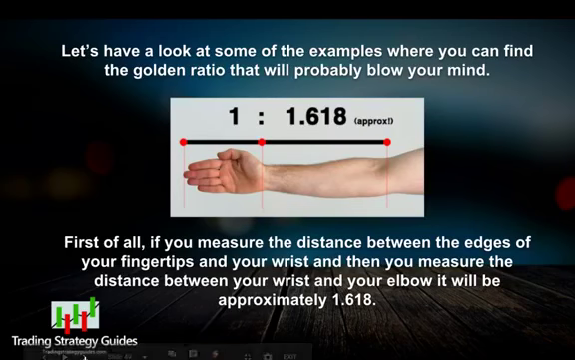Now you can have a look at examples all over the place, all over nature, where you find this ratio. In this example here, if you take this distance, say your lower arm relative to the length of your hand, you will roughly get this ratio of 1.618. And that's just one example, but you literally find these proportions all over nature and in your body.